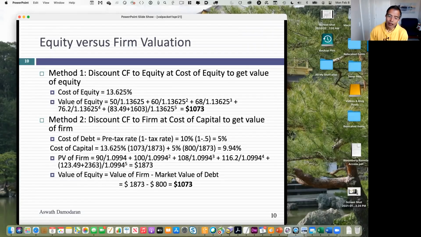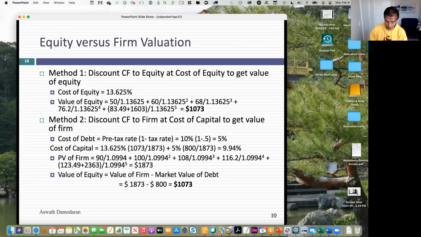If I take cash flows to the entire firm, then I need a cost of capital to discount it, right? And how do we compute cost of capital in corporate finance? We take the cost of equity, we take the after-tax cost of debt, and what are the weights we use to come up with cost of capital? Market value weights, right? And I gave you the market value, 1,073 and 800. You take the weighted average, the cost of capital you have is 9.94%.